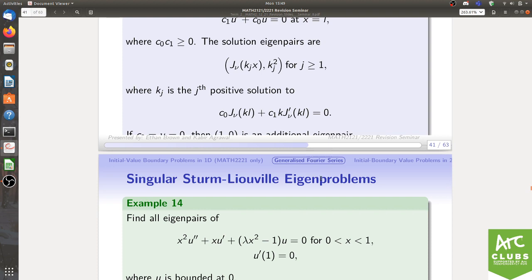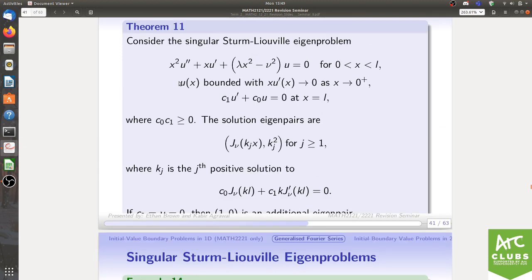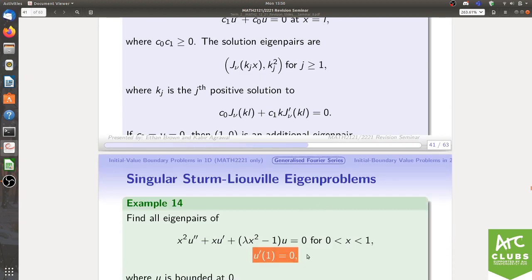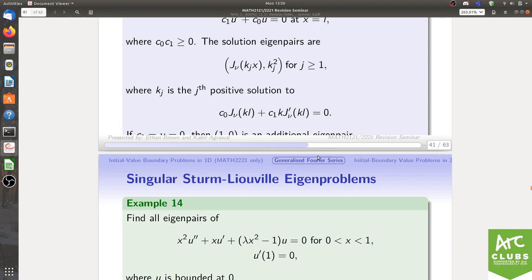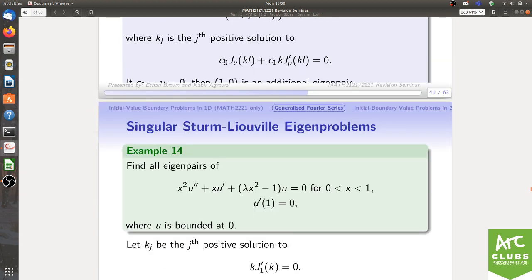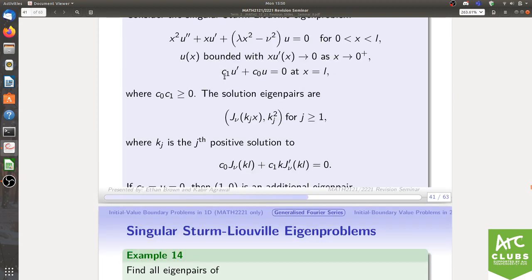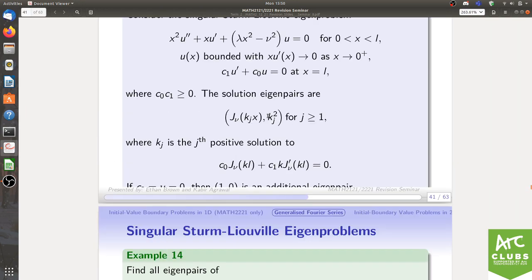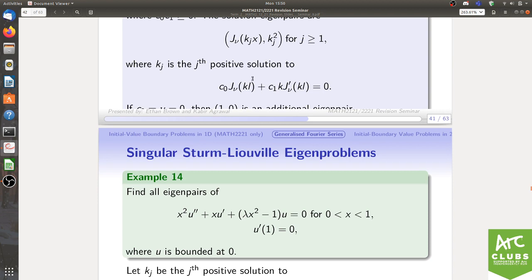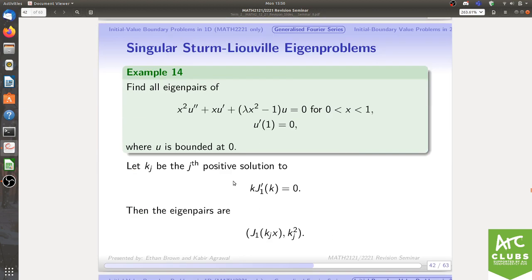Sorry about that, I misread the problem. u is bounded at 0, so our x u dash will be approaching 0 as x approaches 0 from the right, and the condition at x equals 1 gives us c1 equal to 1 and c0 equal to 0. Once we plug it in, c0 is equal to 0, so essentially we have 0 over here, and then we have c1 times kj dash of kL, which is where we get this equation from.